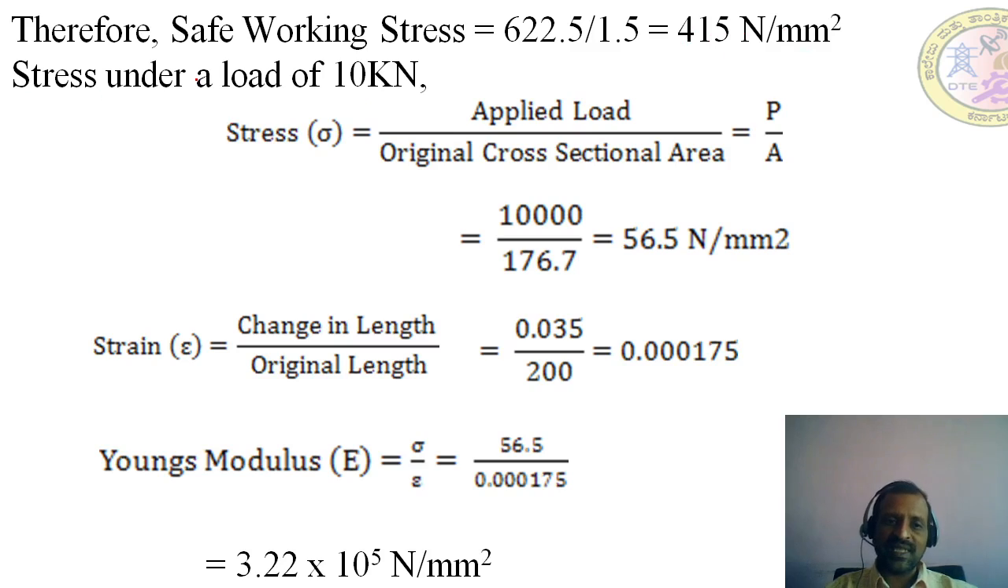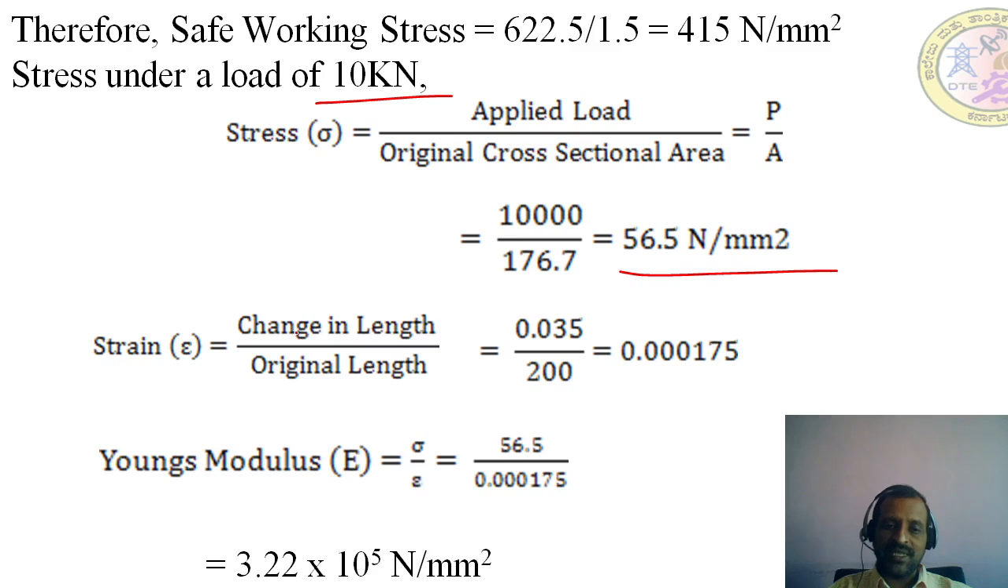The next one is the stress under a load of 10 kilonewton, because the initial load is 10 kilonewton. The stress is applied load by original cross-sectional area, that is P by A. Substitute the applied load 10 kilonewton, converted to newton, it becomes 10,000 newton. The original cross-sectional area is 176.7. So that is equal to 56.5 newton per mm square. This is the stress.